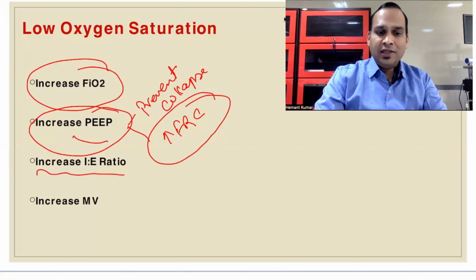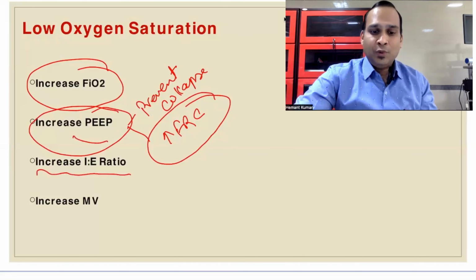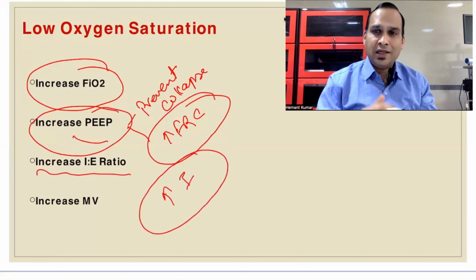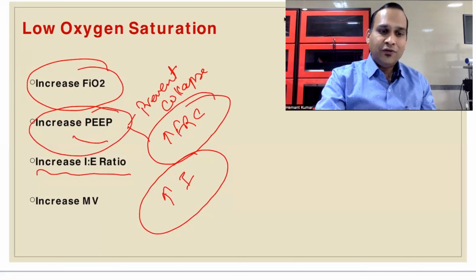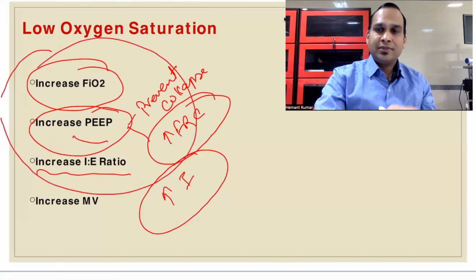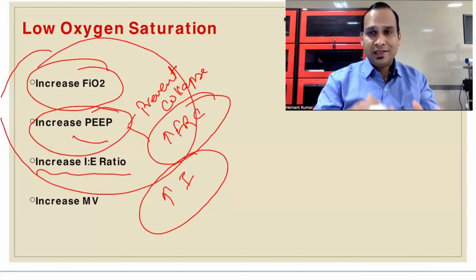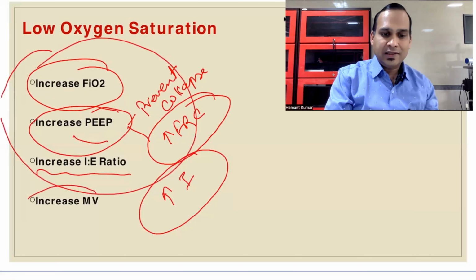Another thing is we can increase the I:E ratio, meaning we have to increase the inspiratory phase because oxygenation occurs in the inspiratory phase. So if there is a problem of oxygenation, we can increase the I:E ratio. And in spite of all these modalities, if oxygen is still low, then we increase minute ventilation.